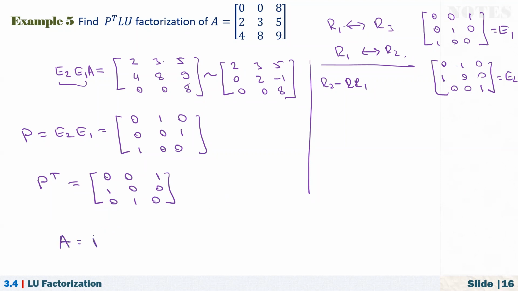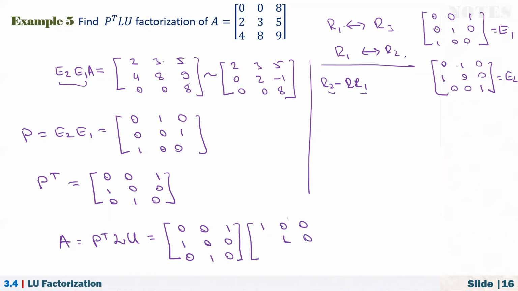This A, that is PTLU, will be, what is P? That is 0, 0, 1, 1, 0, 0, 0, 1, 0. And L is 1, 0, 0, 1, 0, and 2, 1, right? That's equal to 2. So it is 2, it is 0, 0, 1. And how about U? U is 2 and 3 and 5, 0, 2, negative 1, 0, 0, 8. So that is the PTLU factorization of this matrix.